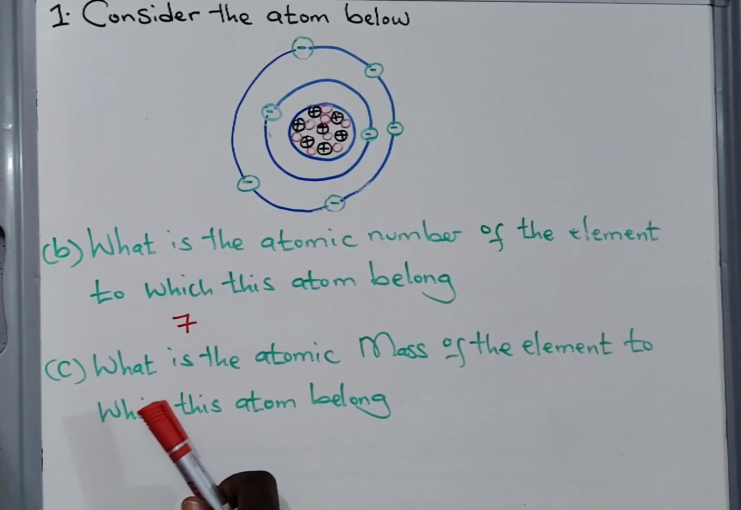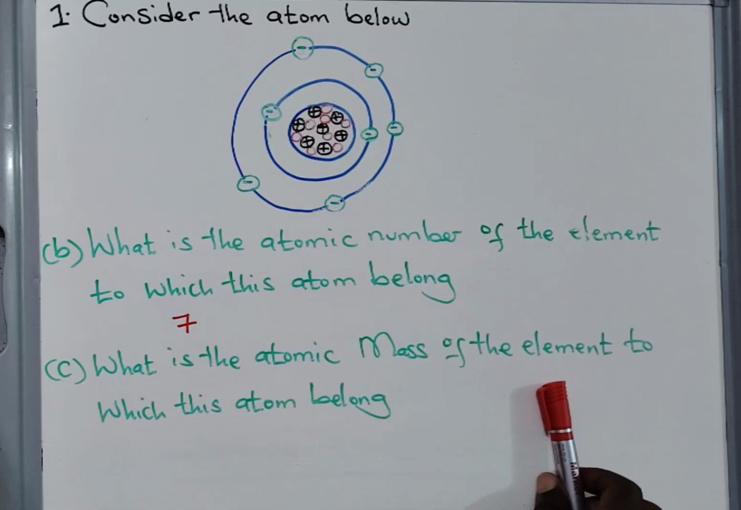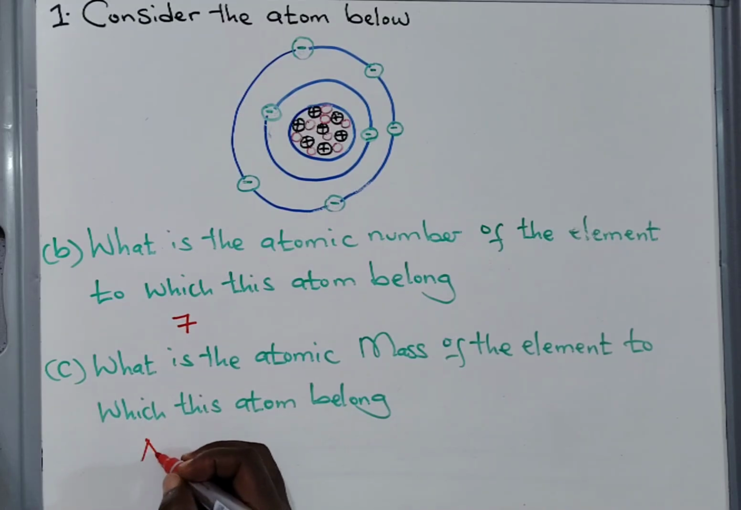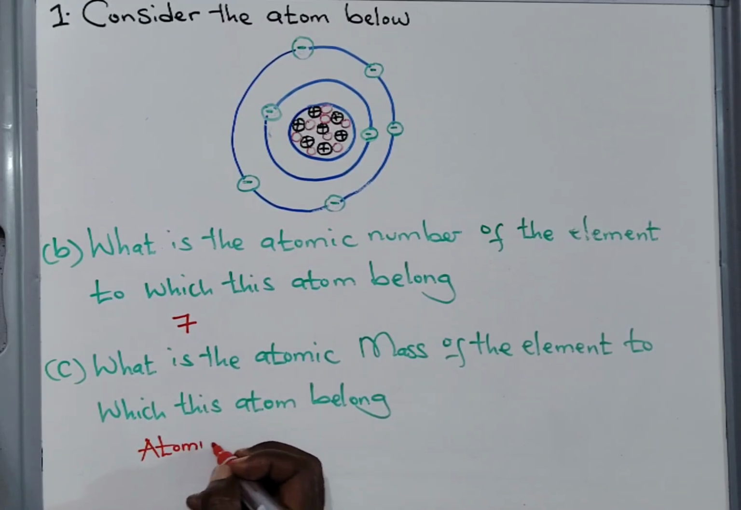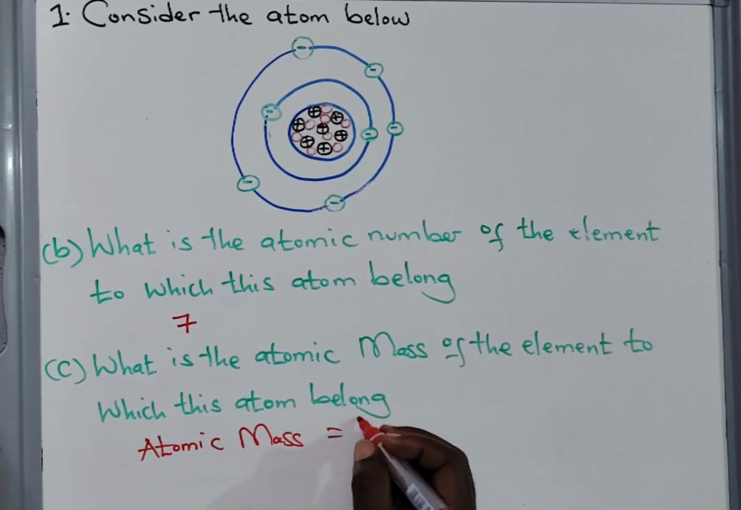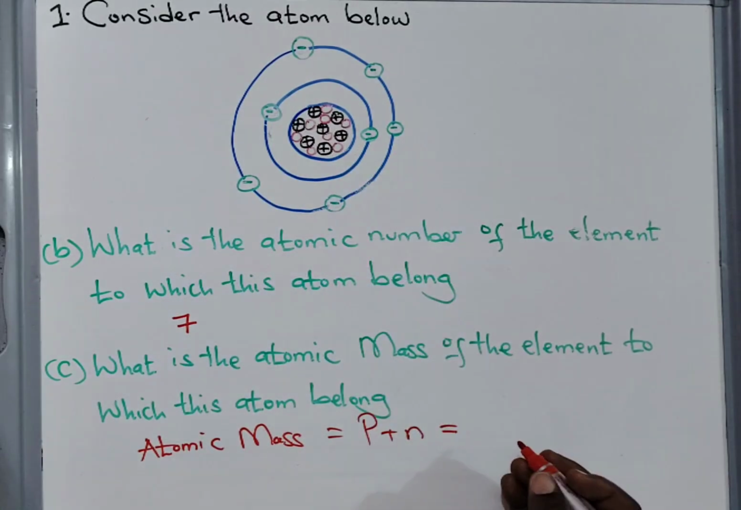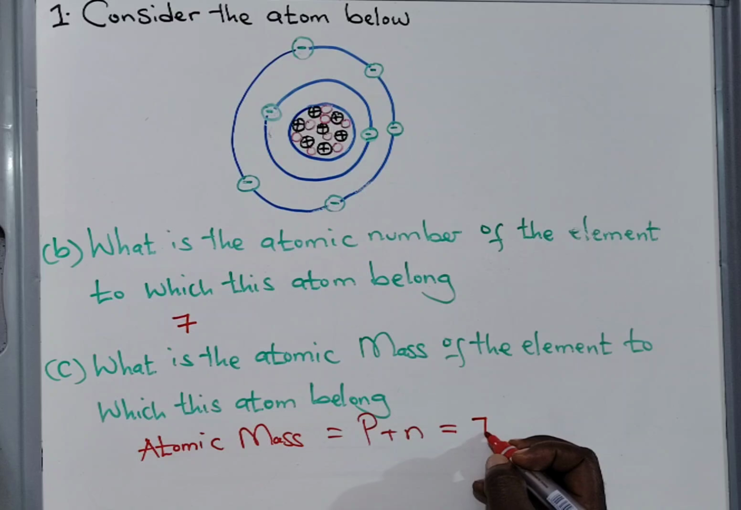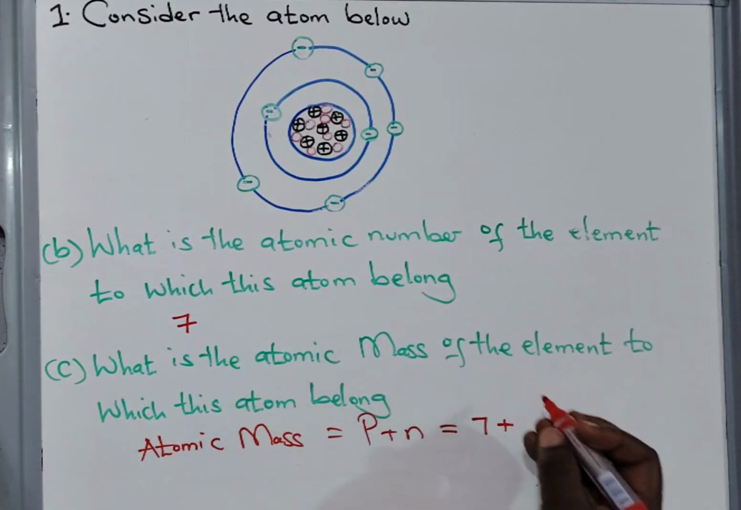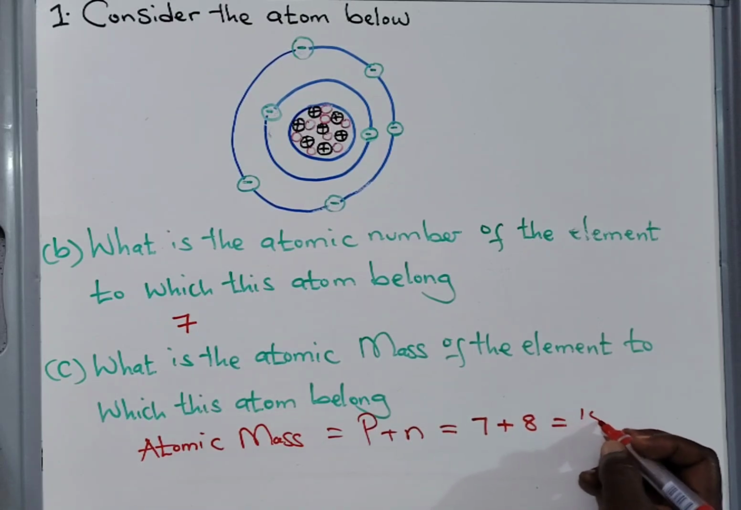Then we come to this one. It says, what is the atomic mass of the element to which this atom belongs? How do we get atomic mass? You have to know that atomic mass is equal to protons plus neutrons. So when we made the count, we found that we have 7 protons and 8 neutrons. This gives you atomic mass as 15.